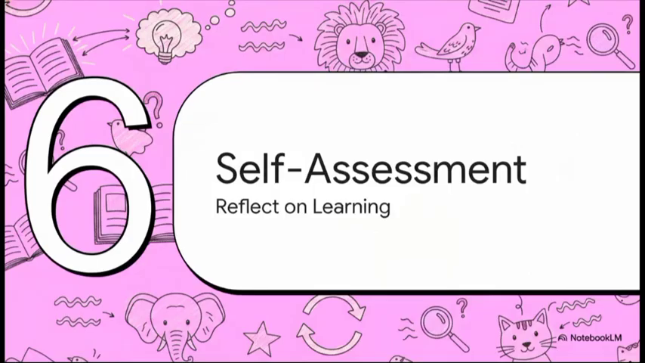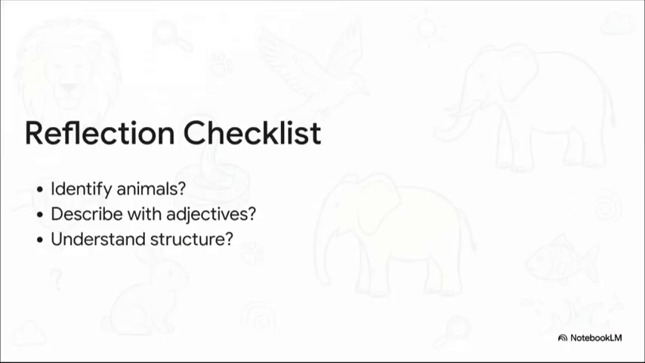Section 6, Reflection and Self-Assessment. Let's wrap up our amazing learning journey by taking a quick moment to reflect on learning. Let's just run through a quick mental checklist of your progress today. Ask yourself right now, can you identify animals in English based purely on clues? Can you describe those animals using some great adjectives? Do you fully understand the two-part structure of a descriptive text? And finally, can you write your own simple descriptive sentences using the simple present tense?